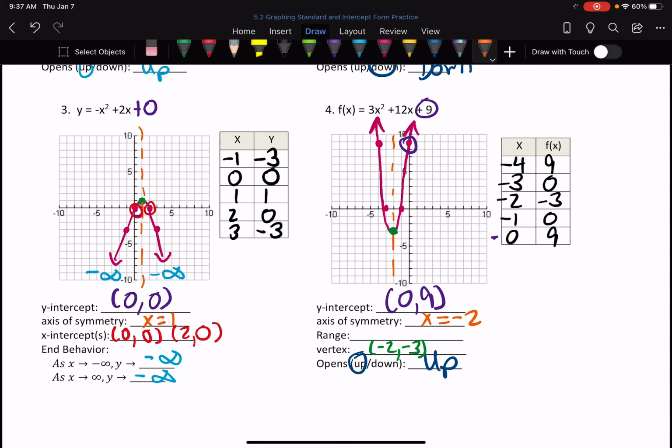And our range in this case is going to deal with our lowest value coming from our vertex. So in this case, it's going to include -3. And continue on to positive infinity because both sides of this parabola are approaching positive infinity. You could also write this as y is greater than or equal to -3.